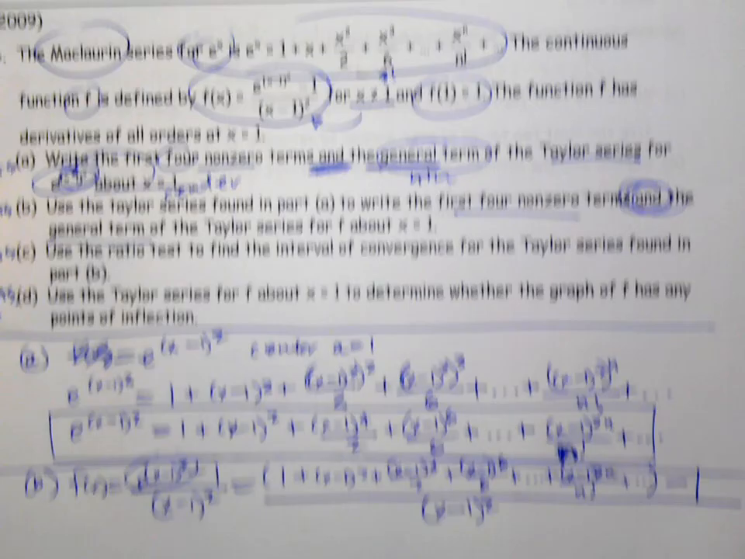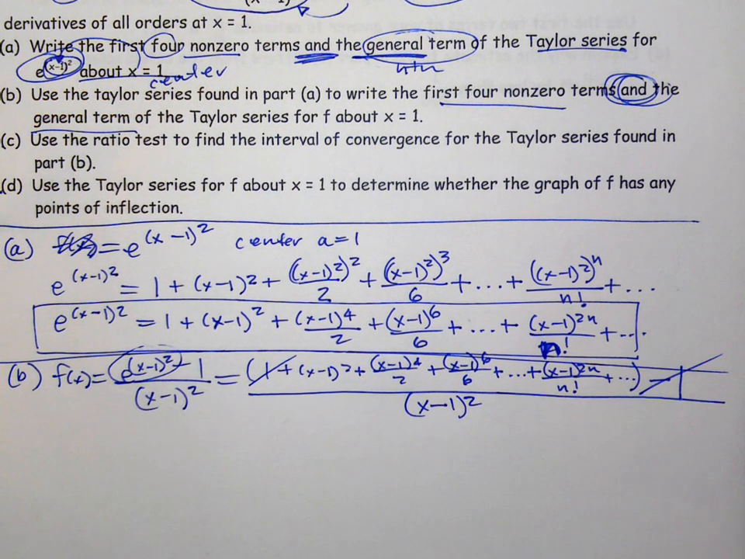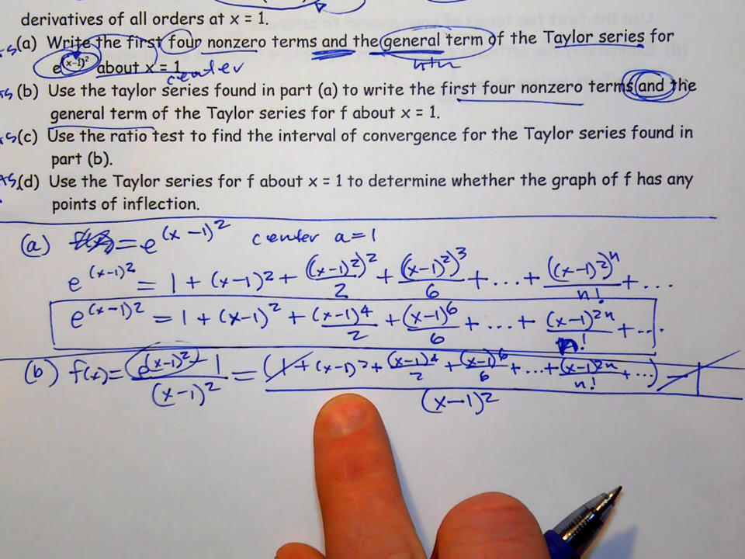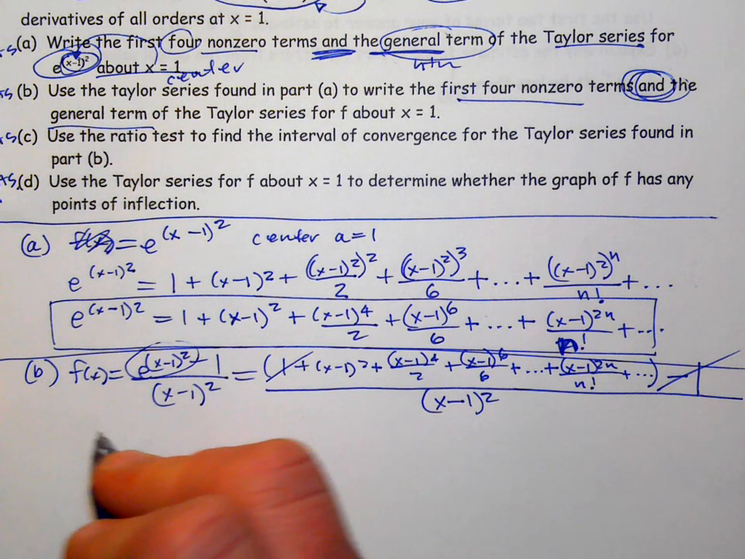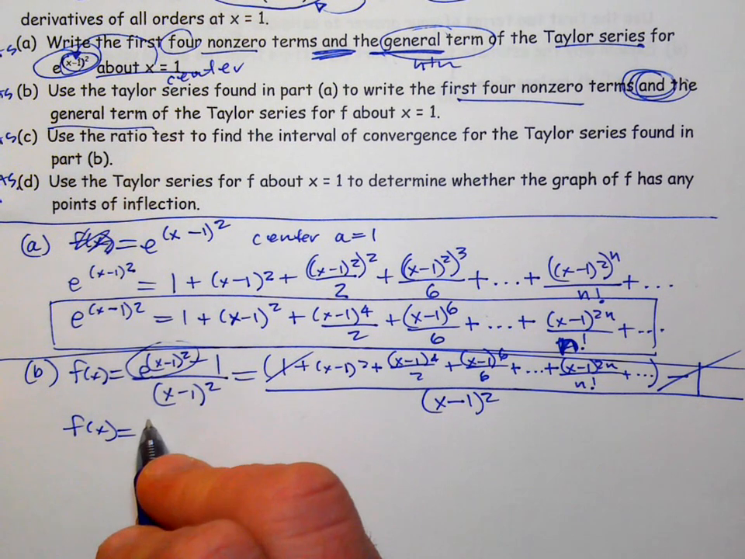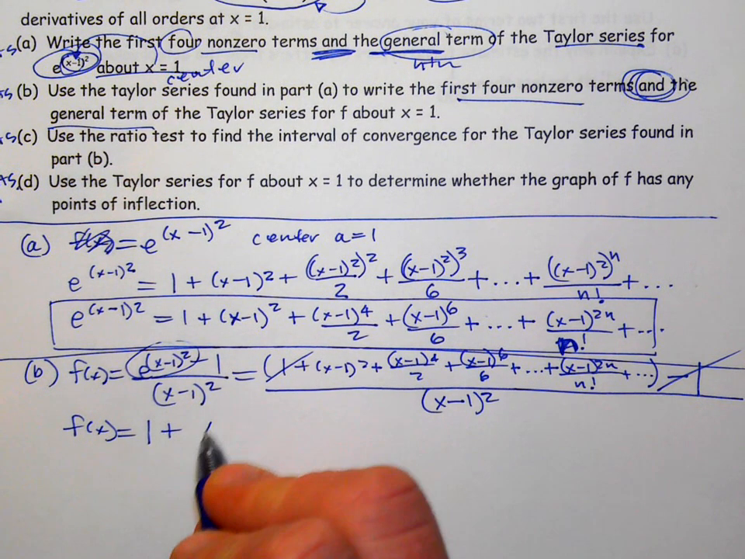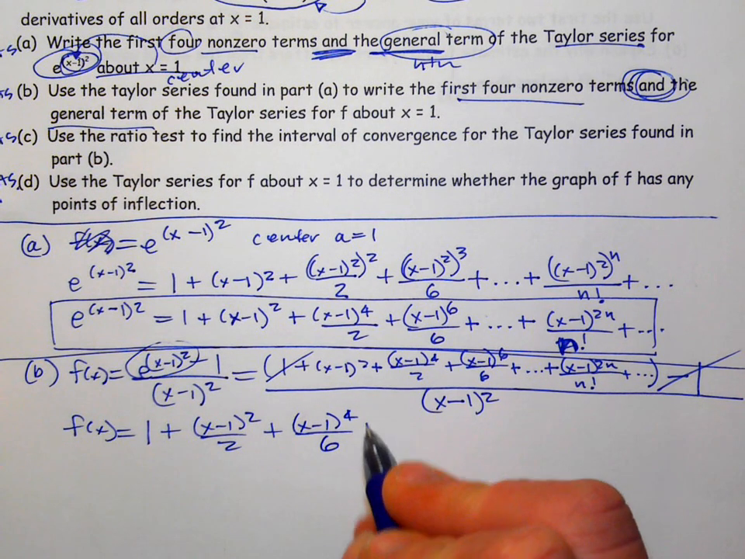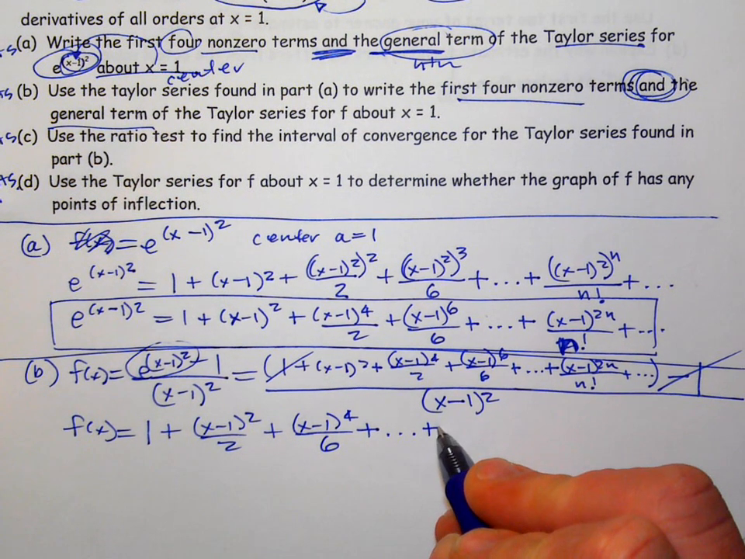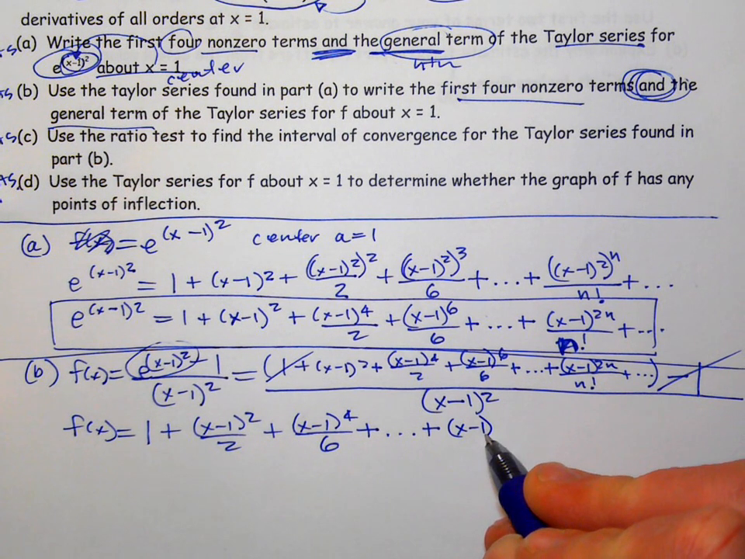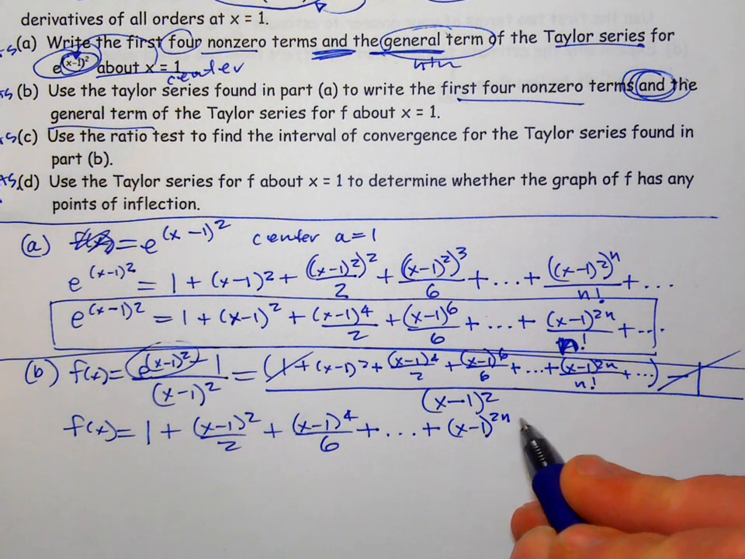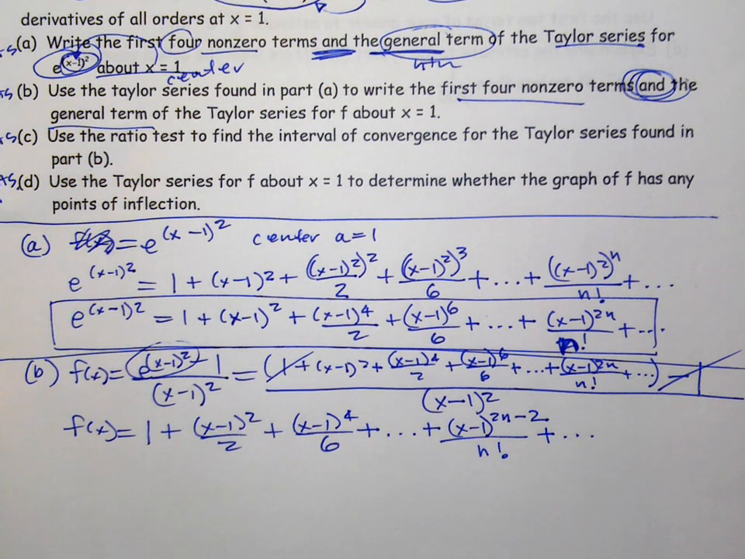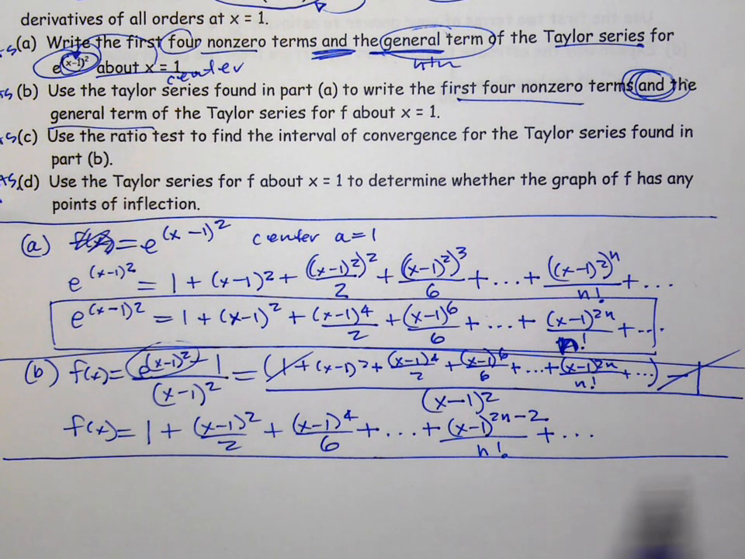So we could do that. The positive one and the negative one cancel each other out. And then you'll notice that all the terms in the numerator have (x minus 1) squared at least. And so we can simplify it. And we get a 1, right? (X minus 1) squared over (x minus 1) squared plus (x minus 1) squared over 2 plus (x minus 1) to the fourth over 6 plus dot, dot, dot, plus (x minus 1) to the, okay, so this is 2n, so 2n minus 2 over n factorial plus dot, dot, dot. So that's our answer for part B. It is worth 2 points.